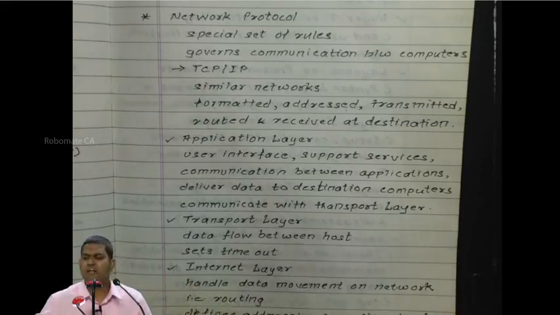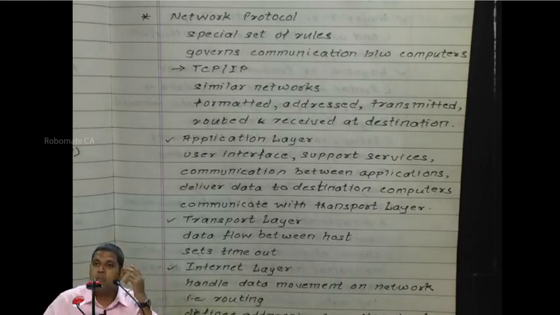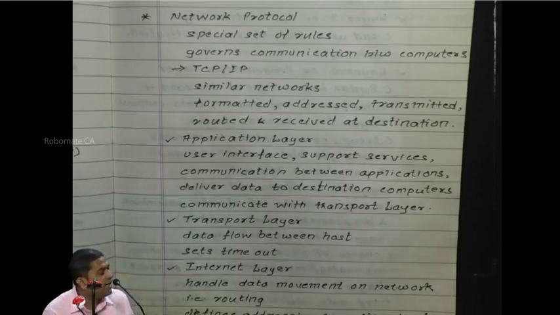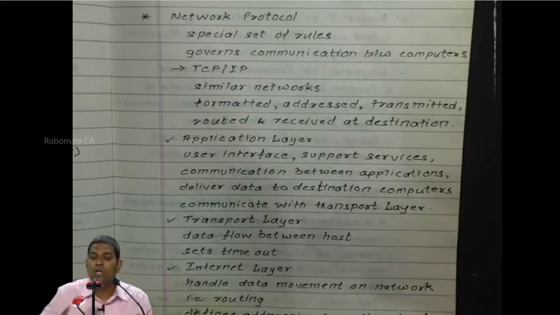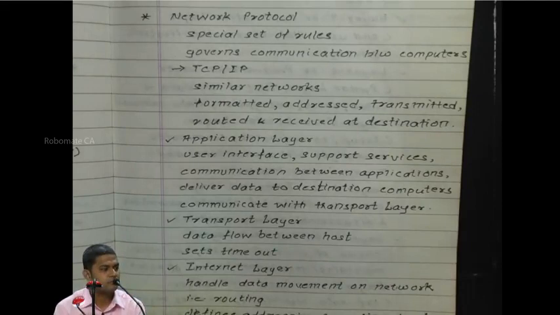There are different types of interfaces. A graphical user interface is a very simple interface. You need not worry about the things. Everything will be placed before you. You just have to click and get the work done, whereas the character-based interface would be a bit difficult. So it is the application layer that decides the user interface. User interface means how the user will communicate with a computer.